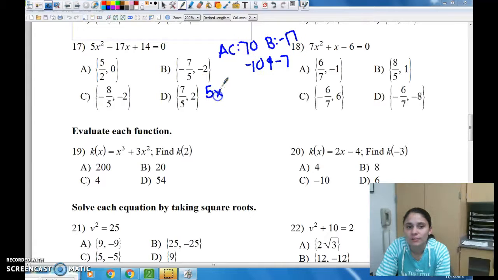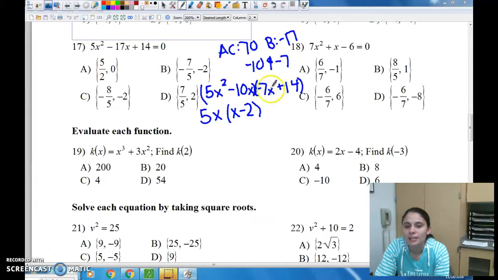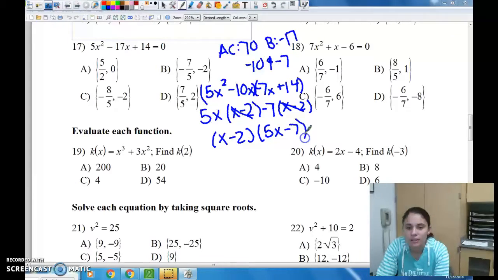So I can rewrite this 5x squared minus 10x minus 7x plus 14. And then I group each side. This side I can take out a 5 and an x, so I have 5x, and I'm left with x minus 2. This side I can take out a negative 7, which leaves me with x, and then 14 divided by a negative 7 is a negative 2. So then this factors to x minus 2, and then I get rid of both of these, and 5x minus 7. So then I can just set each of these equal to 0 and solve for x.